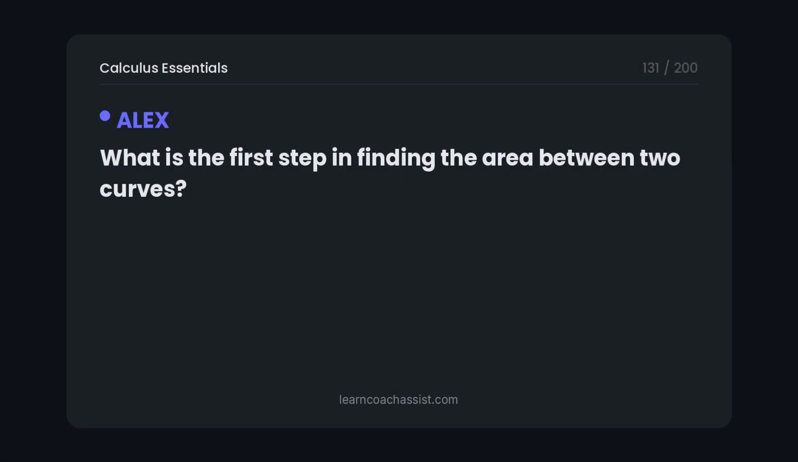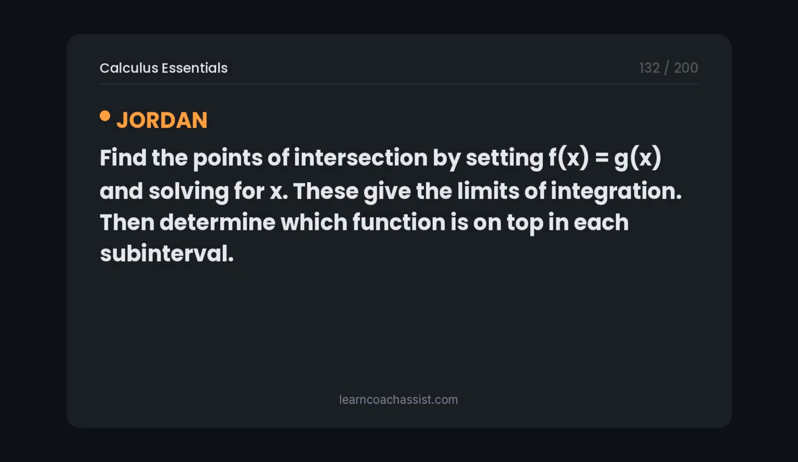What is the first step in finding the area between two curves? Find the points of intersection by setting f(x) = g(x) and solving for x. These give the limits of integration. Then determine which function is on top in each subinterval.